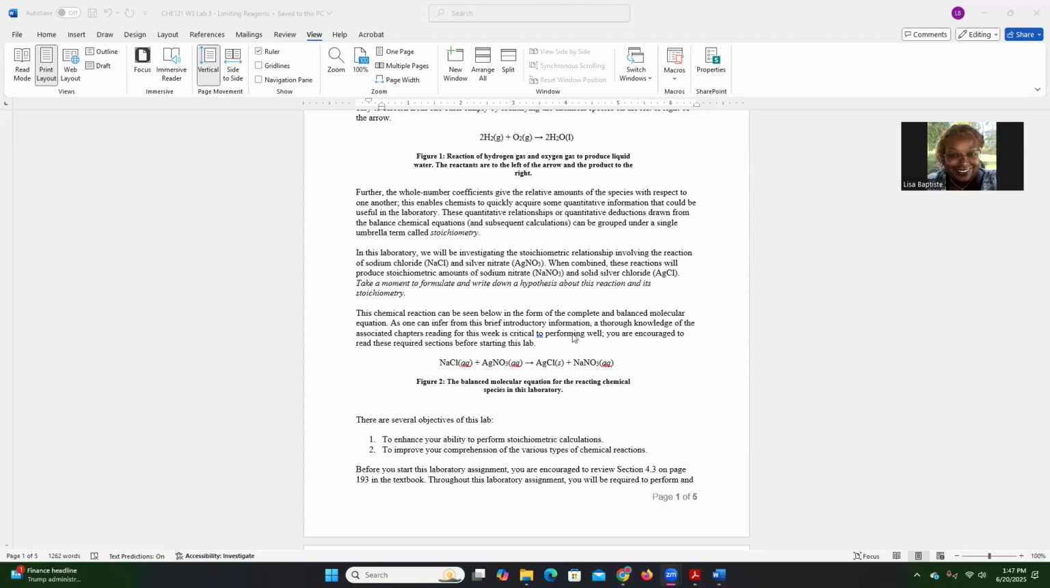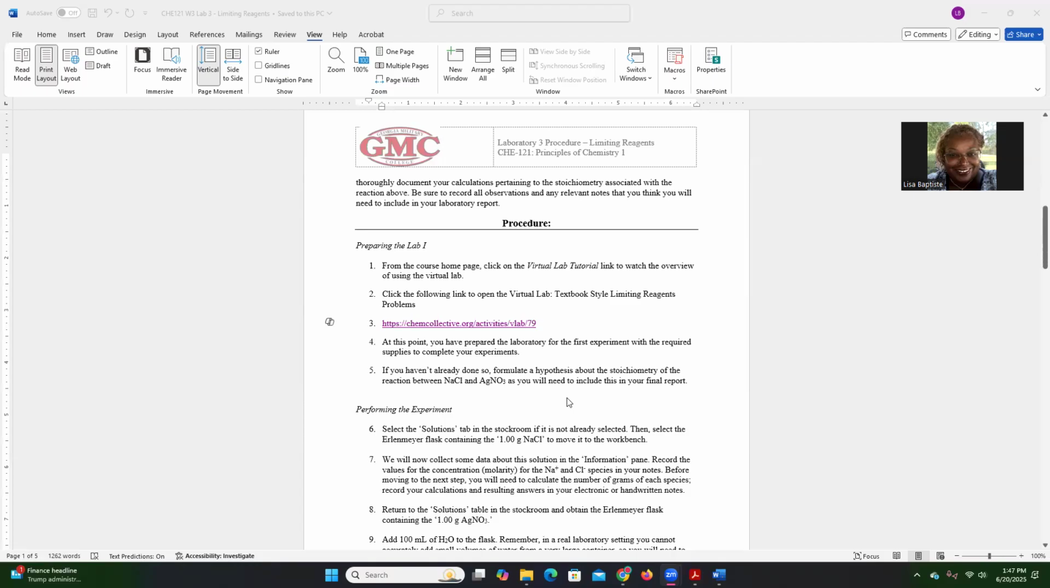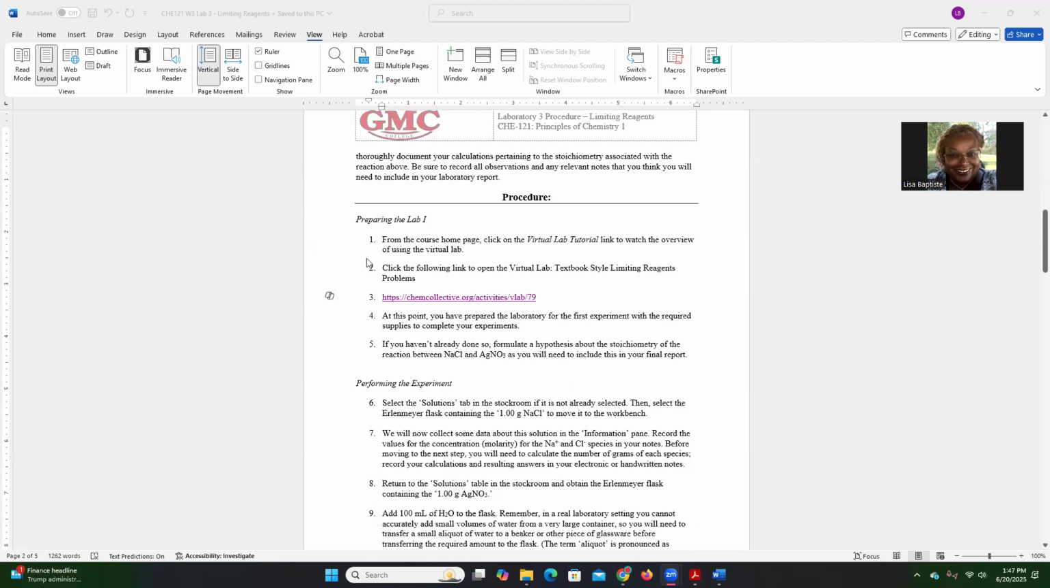And so knowing how to balance your chemical equations is very important for not only this lab, but also for this week and moving forward. So if you have questions on how to balance equations, please let me know. I will go over one of the stoichiometry calculations to give you a heads up so you know how to do it. And so the procedure for this lab, we will be again working with the virtual lab.